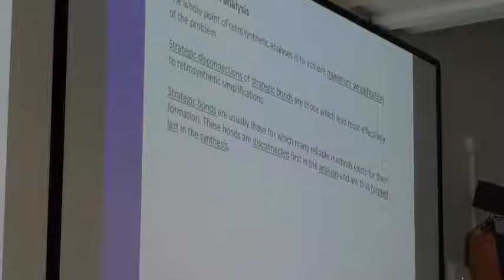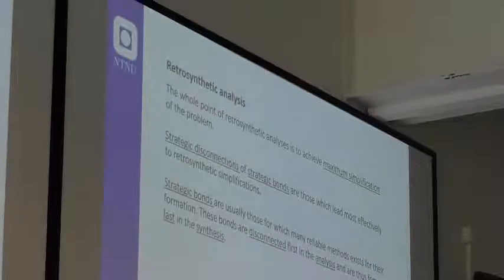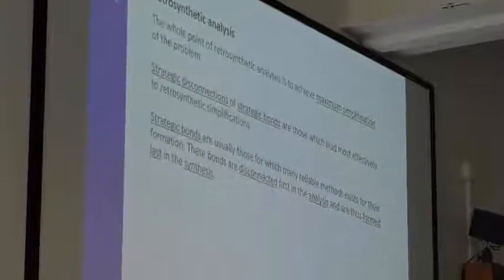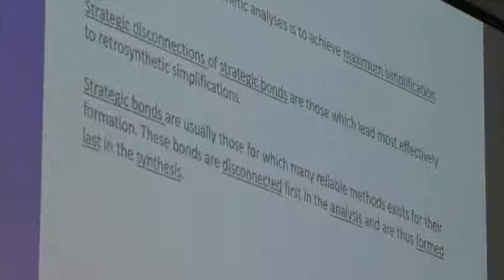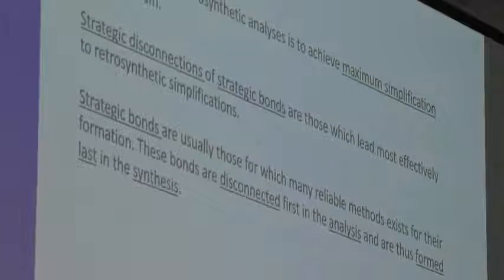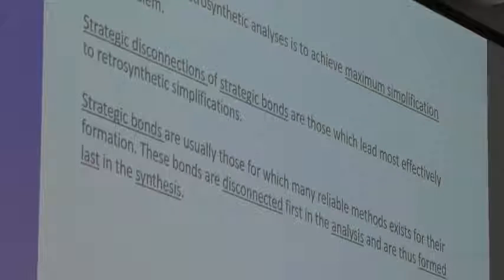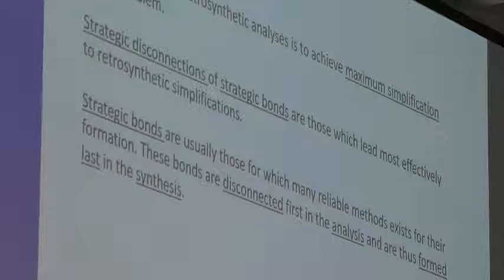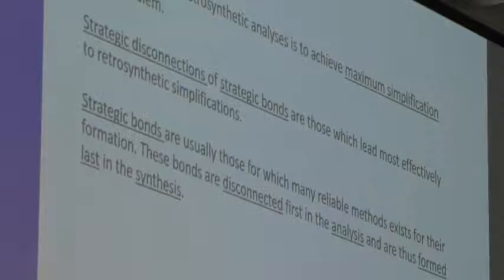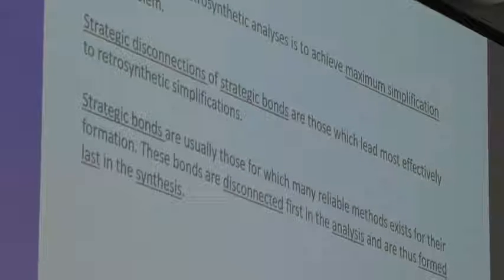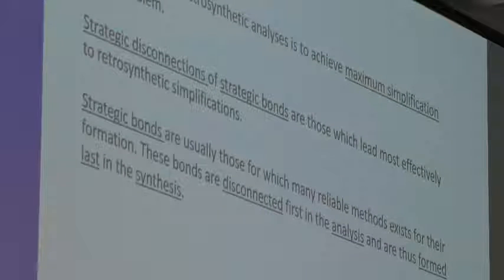Okay, the whole point of retrosynthetic analysis is to achieve maximum simplification of the problem. Strategic disconnections of strategic bonds are those which lead most effectively to retrosynthetic simplifications. And the strategic bonds are usually those for which many reliable methods exist for their formation. These bonds are disconnected first in the analysis and thus formed last in the synthesis. And that's important. You should have a good reaction at the end of the synthesis.